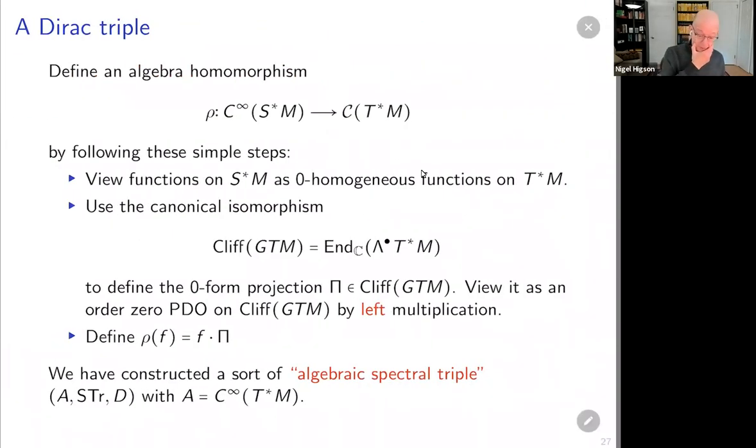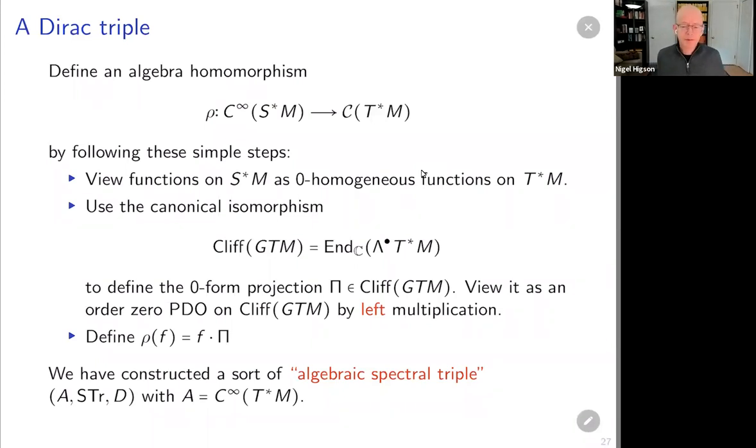So we have a Dirac operator and we have a supertrace and we have a representation of a commutative algebra A inside of our bimodule, inside of our algebra C of T star of M. Because if you have a smooth function on S star of M, of course, that's the same thing as an order 0 homogeneous function on T star of M. And so that thing acts as a multiplication operator. That's almost what you want to do. But for the record, you want to compress that multiplication operator by a certain minimal projection in the Clifford algebra, the projection onto 0 forms.